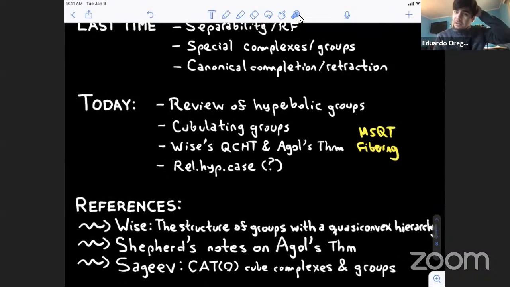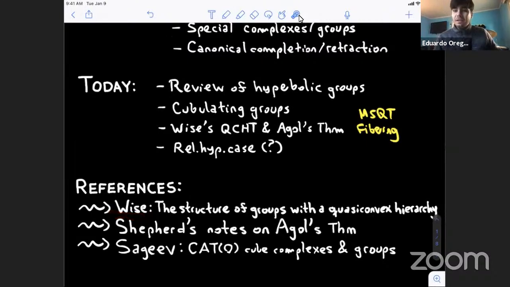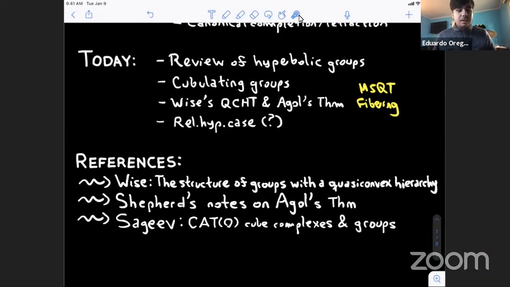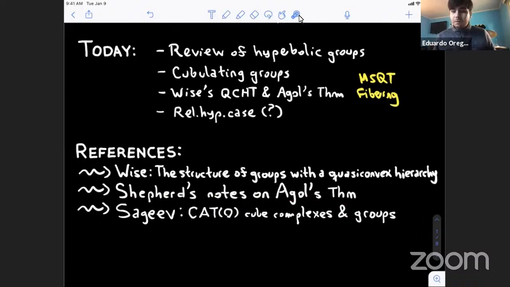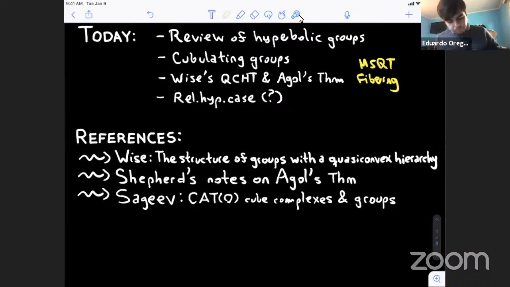Let's see, and some references in case you are interested in seeing the details. Finally, Wise's long manuscript about the quasi-convex hierarchy theorem has been published. So yay, after about 10 years. This is great news. And also Sageev's notes on Agol's theorem, which are pretty readable. The proofs are technical, but they are readable when compared to how powerful this theorem is. And also about cubulations, I recommend Sageev's notes. I think the first two chapters are about just cubulating groups and how this machinery works. I won't give any formality on Sageev's construction, but I will try to give you a flavor of how this works with at least one example. Okay, so that being said, let's start with the review.